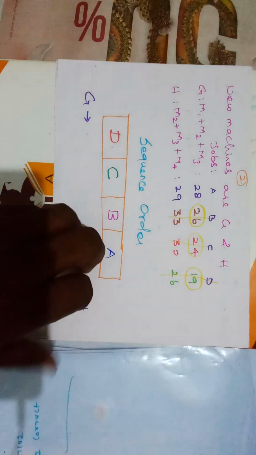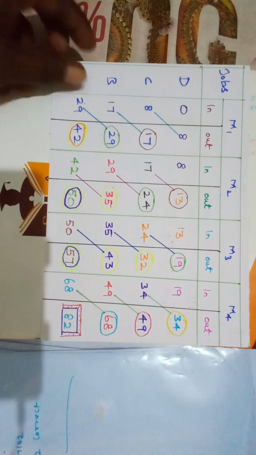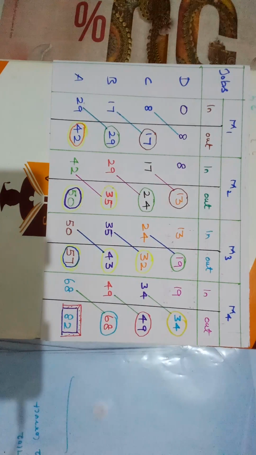Then I move to the next one. This is a very important table. From that I can calculate the TET and the idle time for each machine.